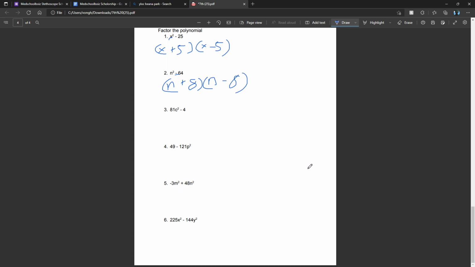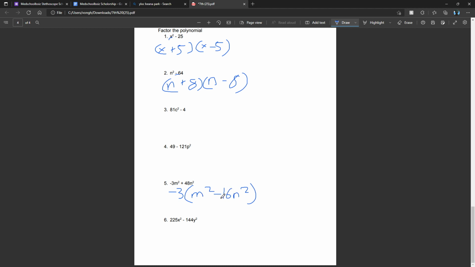I'll try doing number 5 so you have some idea. Here we have a number in front of the variable, and we can get rid of it. We have 3, and does 3 go into 48? It does. So let's factor out a negative 3. If we get rid of 3 here, it would just be m squared. If we divide 48 by negative 3, that would be 16, so it would be minus 16 n squared, because we just factored out a negative 3.